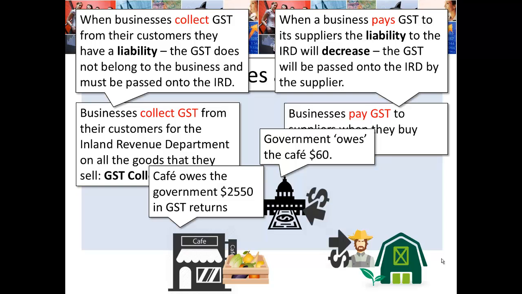So let's say the cafe owes the government $2,550 in GST returns. Instead of the government owing the cafe $60, that amount is deducted from the GST owed by the company, and that amount's going to be reduced by $60. So now, with that purchase from the suppliers with the $60 GST included, the cafe has a reduction in its GST liability. It only has $1,990 now to pay to the tax department.